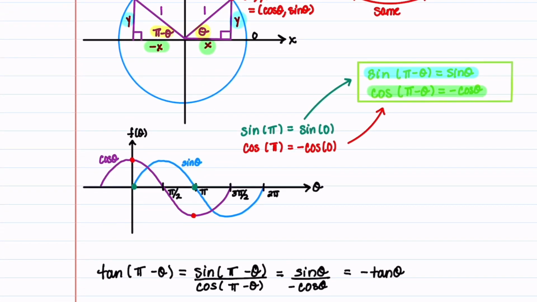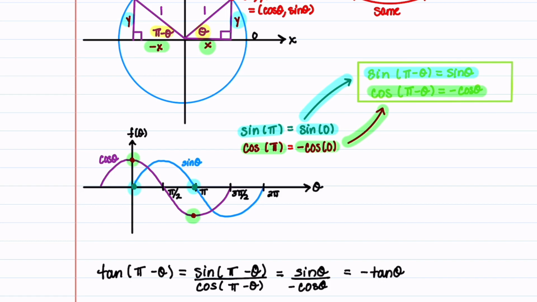When we look at the graphs of sine and cosine, we can see that sine of pi is equal to sine of 0. We can also see that cosine of pi is equal to minus cosine of 0. Cosine of pi is equal to minus 1, and cosine of 0 is equal to 1. These are exactly our supplementary angle identities when theta is equal to 0.